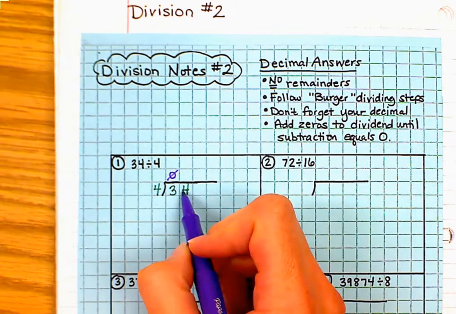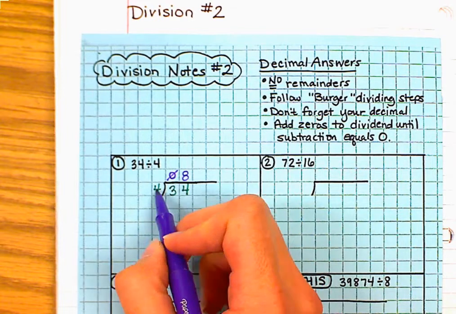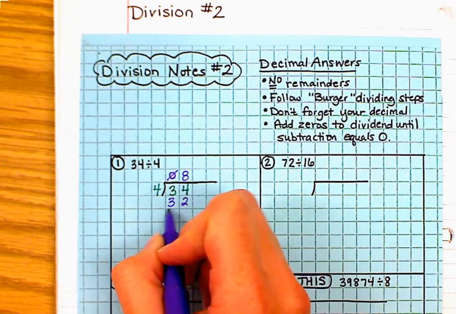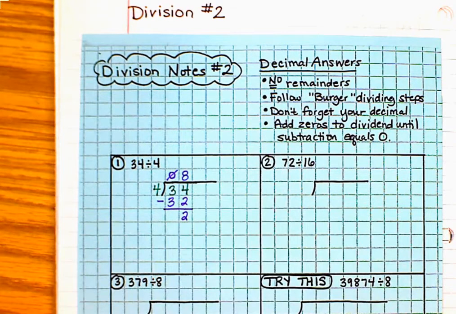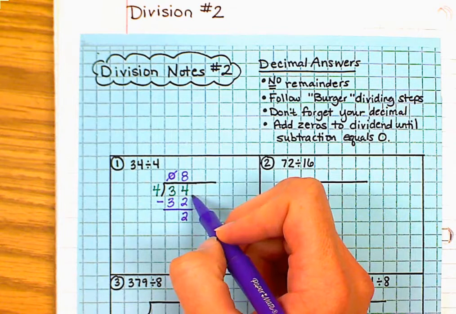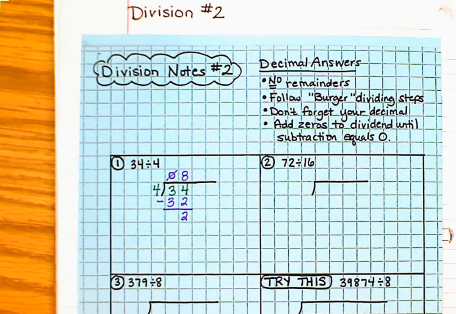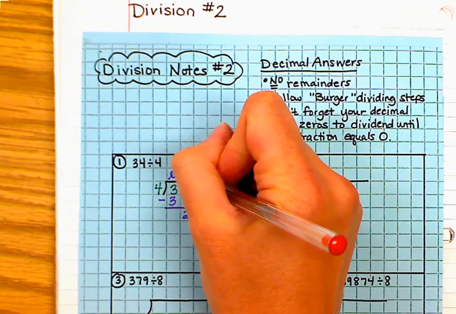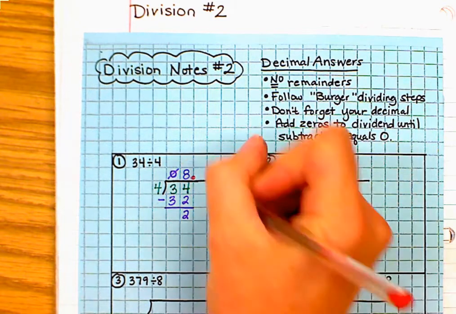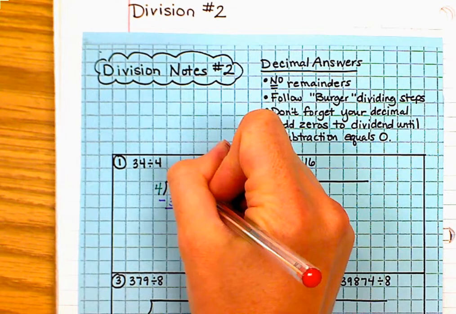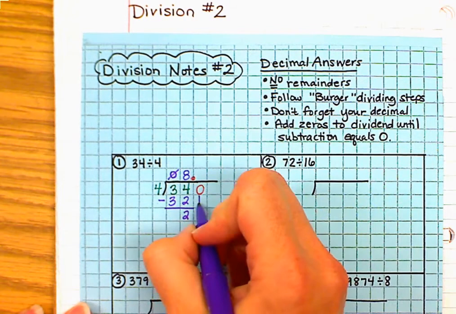4 goes into 34 8 times. Multiply. 8 times 4 is 32, so subtract 32. That leaves me with a 2. Now at this point, I'm done with the number 34, but I'm not done dividing. So I need to include a decimal. So the decimal comes up here beside the 8. And then I go ahead and add a 0 behind my 34. That's the number I'm going to bring down. So bring down a 0.